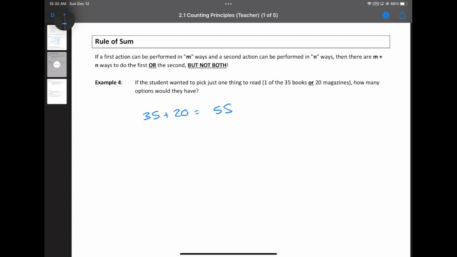And that makes sense if you think about it. There are 55 things with pages. I don't want to say books because I've differentiated books and magazines, but there are 55 things with pages at the front of the room, and I'm going to choose one of them. The fact that one's a magazine or a book doesn't seem to matter in this question. It's just one or the other. So 55 possible options. Two very straightforward rules that are very powerful.